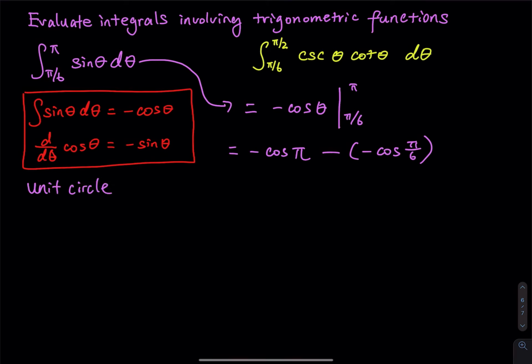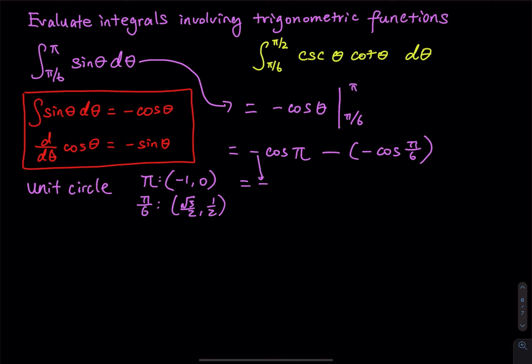If you don't know what the unit circle is, you have to look it up. You are taking an integration calculus class. You're supposed to know what the unit circle is. At pi, what is the coordinate? The coordinate is negative 1, 0, and then at pi over 6, the coordinate is root 3 over 2, 1/2, right? So cosine refers to x, so we have a negative.